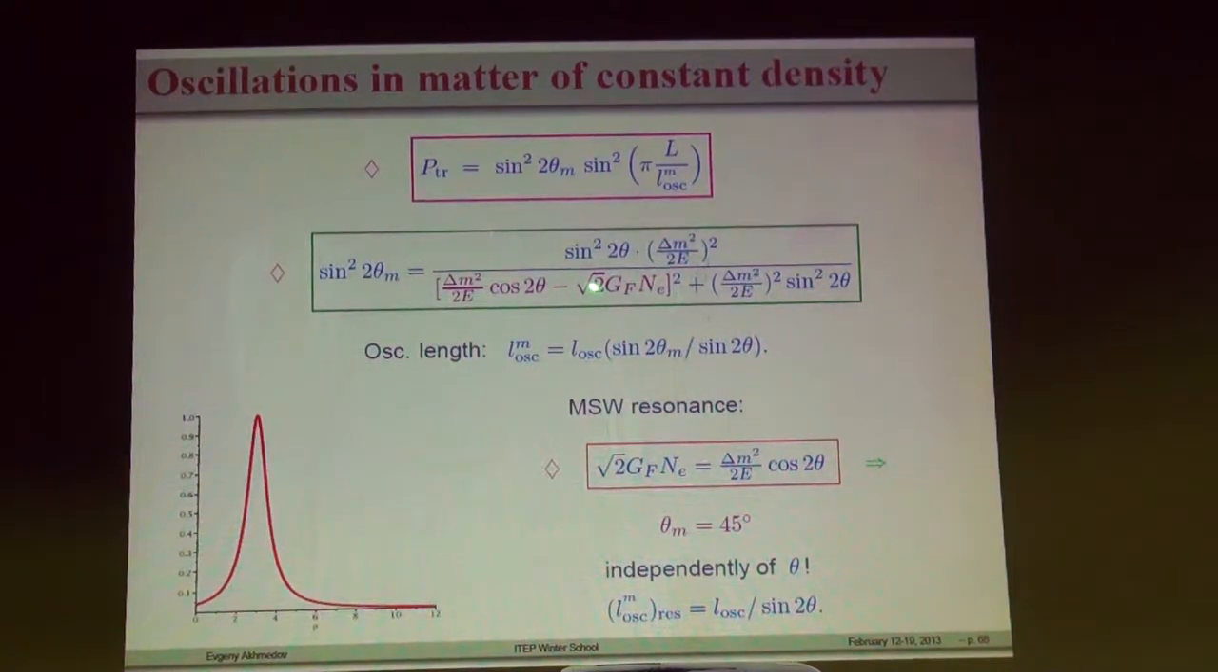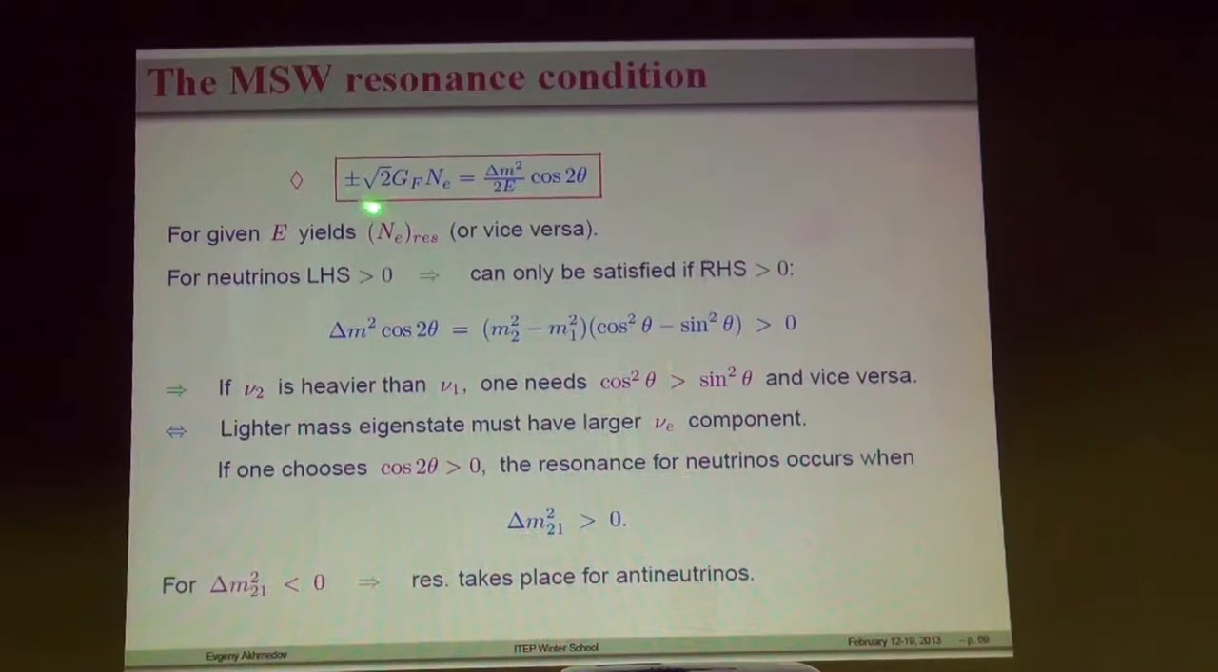Now, what is the meaning of this resonance condition? I wrote it here again, putting the plus and minus signs, which correspond, the plus sign to neutrinos and the minus sign to antineutrinos. It gives you a relation between the density of electrons and the energy of neutrinos, because the other quantities here are just constants. Delta m squared, cosine of twice the mixing angle in vacuum, the Fermi constant, these are all constants. So if we have a beam of neutrinos with some continuum spectrum, propagating through matter with some density, which may also be varying, then in principle, for any energy, there will be some density for which this resonance condition is satisfied.